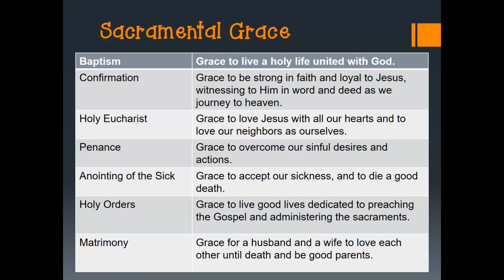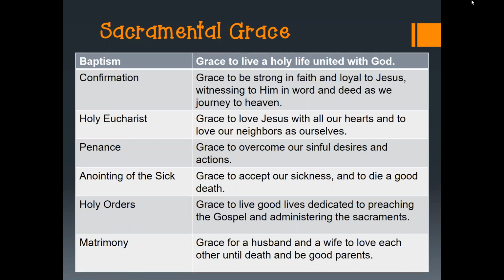Then we have holy orders, which is grace to live good lives dedicated to preaching the gospel and administering the sacraments. This is a very special grace given to priests to be able to administer that grace and to live their vocation fully and to be a true example of Christ. And then last is matrimony, which is the grace for husband and wife to love each other until death and to be good parents.